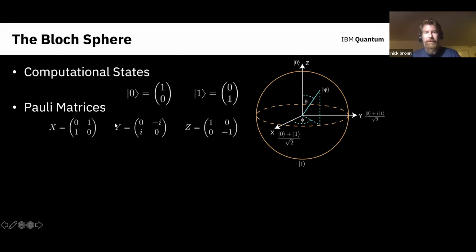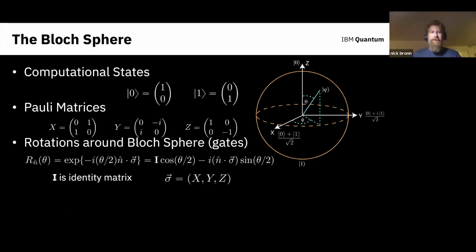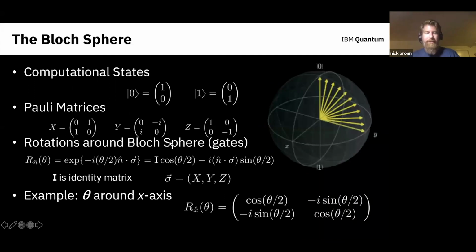But these Pauli matrices can also generate rotations around the Bloch sphere. In fact, for any unit vector n, you can write down a unitary for a rotation of an angle theta about it by exponentiating this matrix, which is the unit vector dotted with a vector of the Pauli matrices, and you get this nice little compact formula. So it's very easy to write down unitary matrices. For example, a theta rotation around the x-axis is given by this unitary matrix right here.